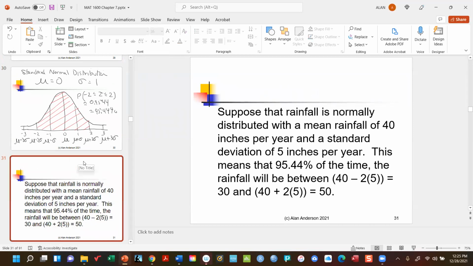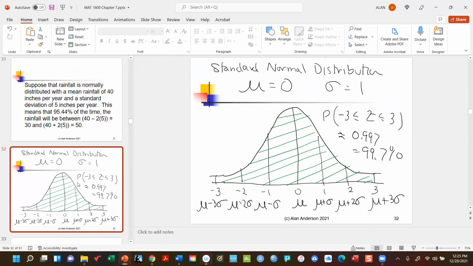Okay. So, and then for 3, if you go all the way out to plus or minus 3 standard deviations, you're covering 99.7% of the distribution. So all the rest is only about 0.3%.